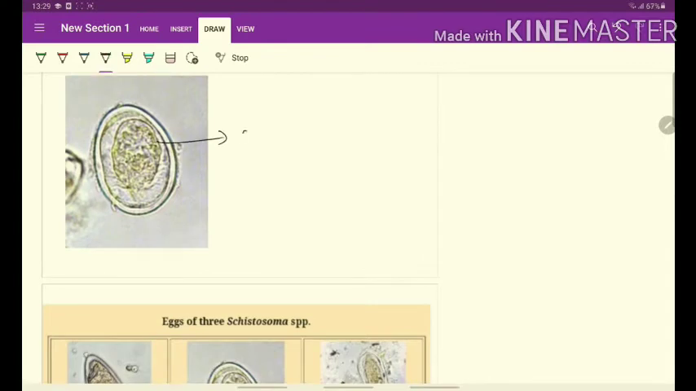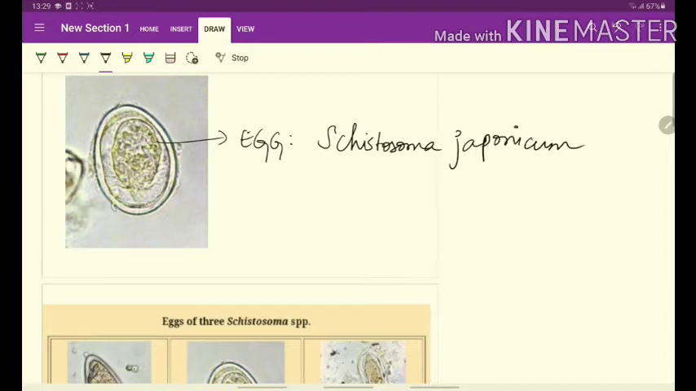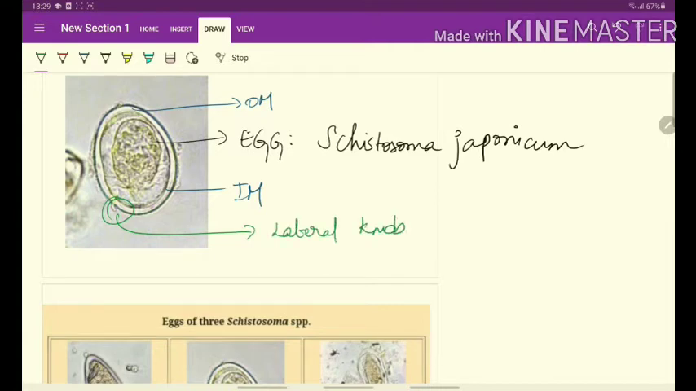Next, this image shows the egg of Schistosoma japonicum. Same as in other two species, it has an outer membrane and an inner membrane, and the presence of characteristic lateral knob. There is characteristic lateral knob present in Schistosoma japonicum.